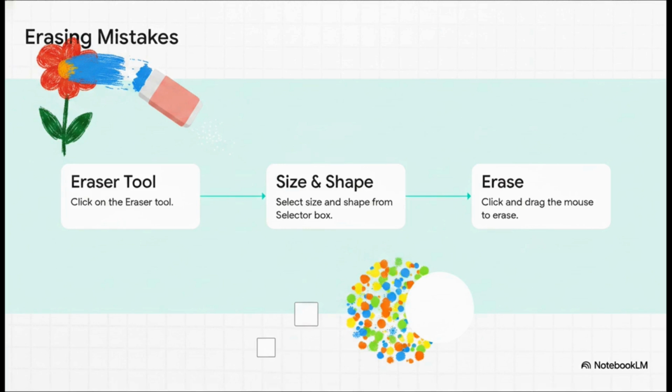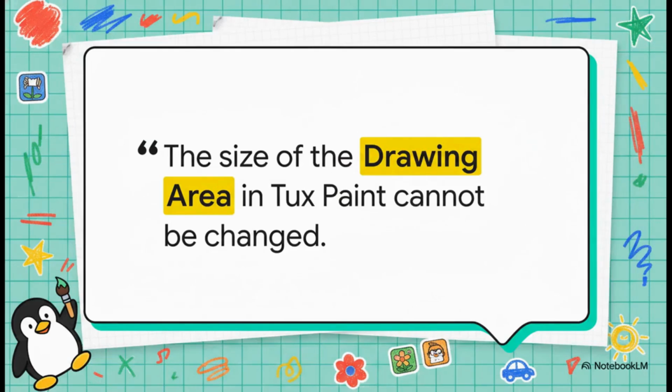Click on the eraser tool in the toolbar. Next, look at the selector on the right to choose the size and shape of your eraser. You could pick a huge square or just a tiny little circle. Finally, just click and drag your mouse over the mistake to erase it cleanly away. Easy peasy.